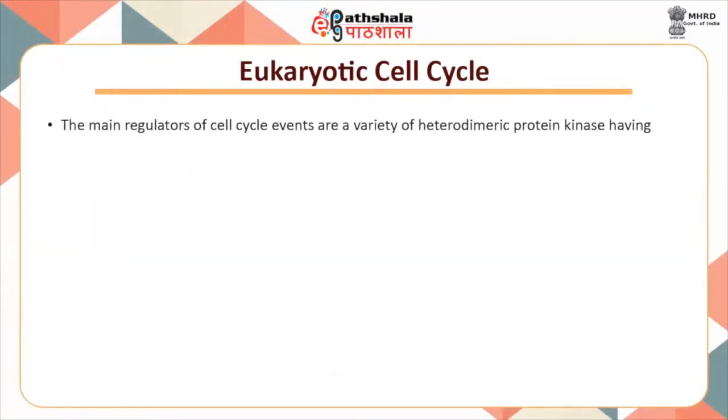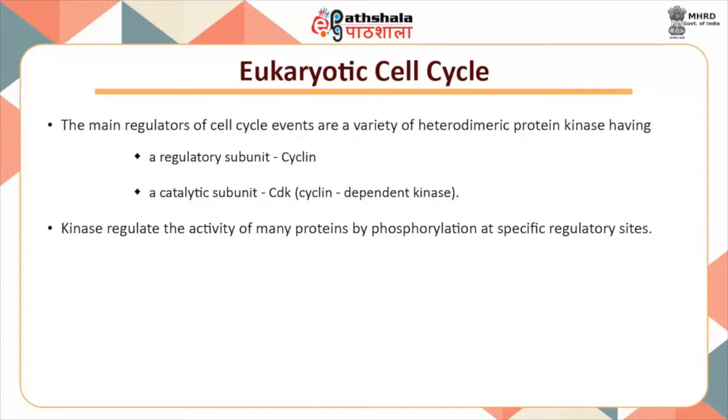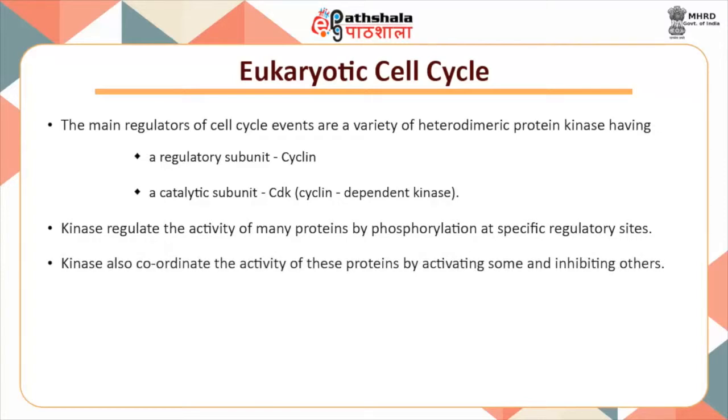A variety of heterodimeric protein kinases are involved in the cell cycle. They are key regulators of the cell cycle. These heterodimeric protein kinases include cyclin, which is the regulatory subunit, and CDK, that is cyclin dependent kinase, which has the catalytic subunit. These proteins regulate the activity of many proteins by phosphorylation at specific regulatory sites. They can also coordinate the activity of proteins involved in the cell cycle by activating some and inhibiting others.